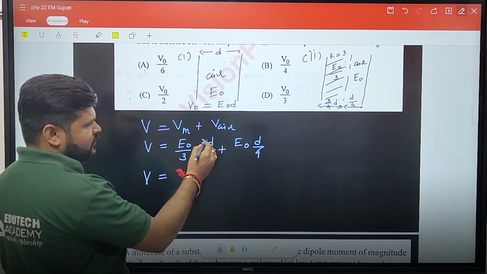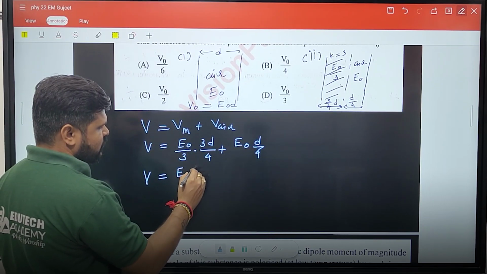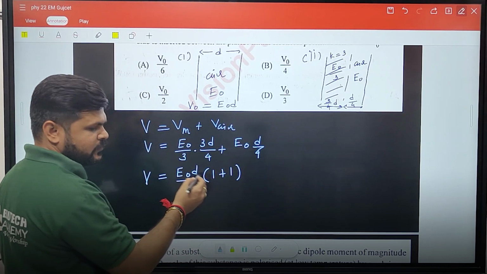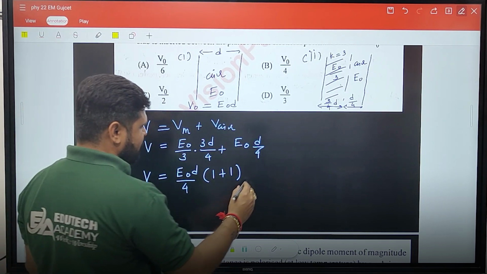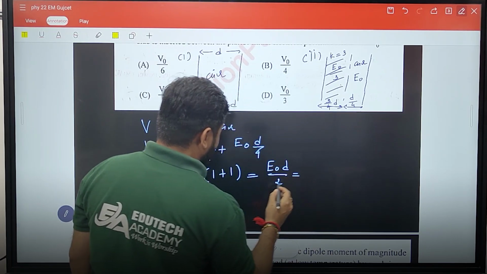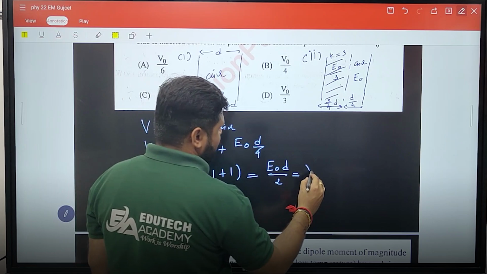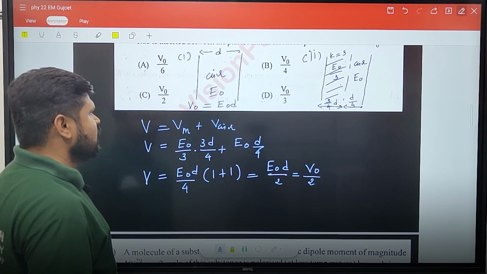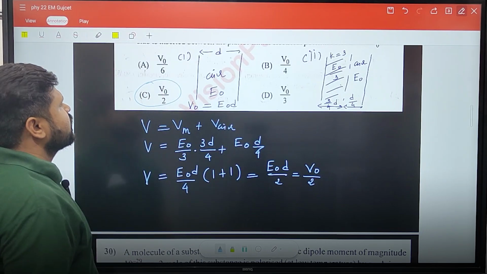This 3 is cancelled and E0D by 4 is common. So in the bracket there is only 1 plus 1. 1 plus 1, 2. 4, 2. So there will be only 2. So E0D by 2. But we know that E0D is V0. So the answer is V0 by 2. So the correct option is V0 by 2, and that is option C.